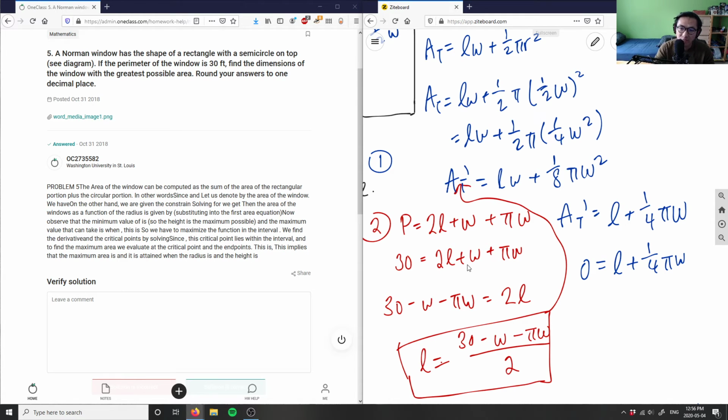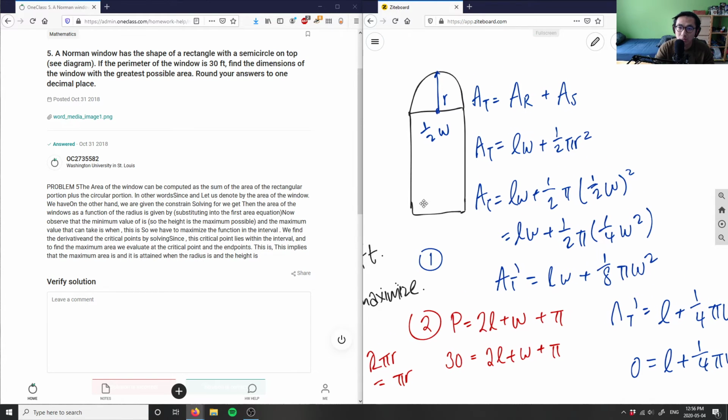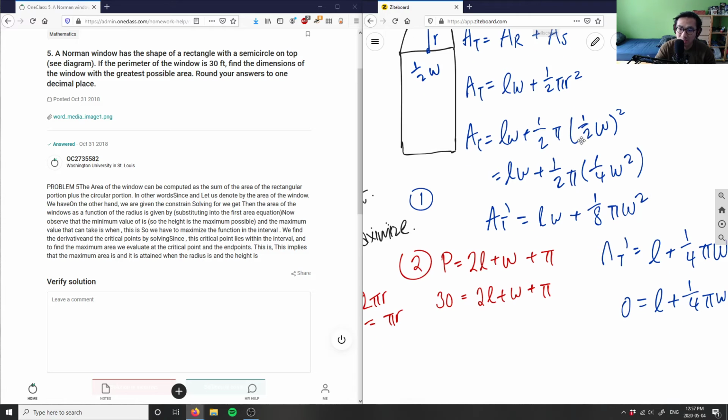I believe I would have done my perimeter wrong here as well, because 30 feet is the perimeter of the entire thing. I'm going to add 2L, 2 lengths, 1 width, which is good, and I'm adding half of 2 pi r, which is basically just pi r. So pi times the radius here.